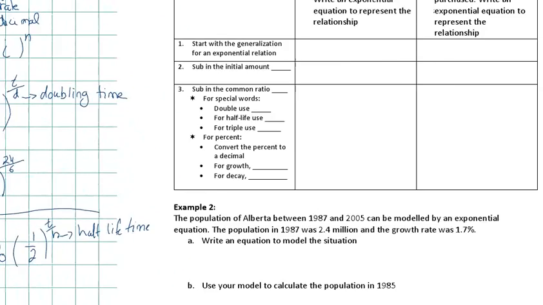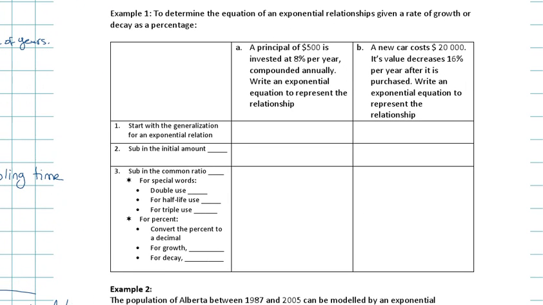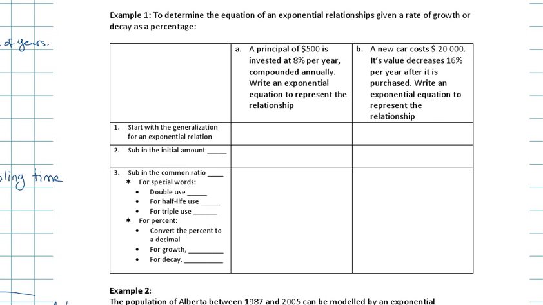So let's look at these two examples. So you have a principal of $500 is invested at 8% per year compounded annually. Write an exponential equation to represent the relationship. So, which formula do I use? Is it growing? Is it decaying? Is it half? Is it double? You guys have to tell me. It's growing. It's growing, right? How do you know it's growing?